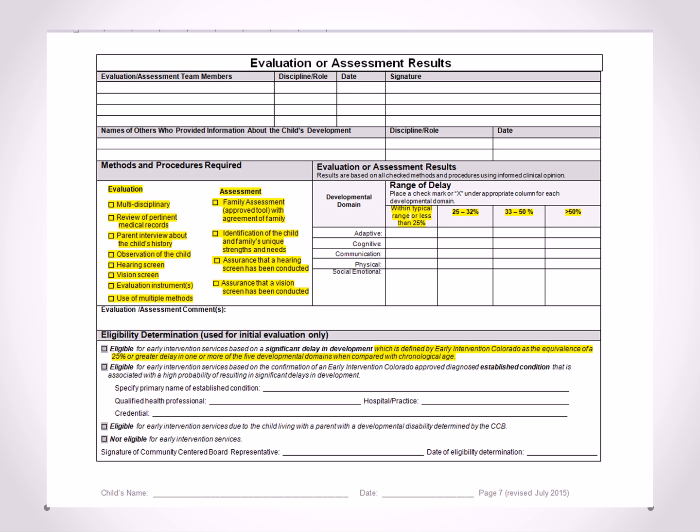Okay, now we're going to look at the new page 7, which was previously page 9, which is evaluation or assessment results. There are no changes to the top of the page where you have the team members' names, signatures, discipline, and the date of the evaluation or assessment, or the names of others. So you'll see that the first change comes here under methods and procedures required.